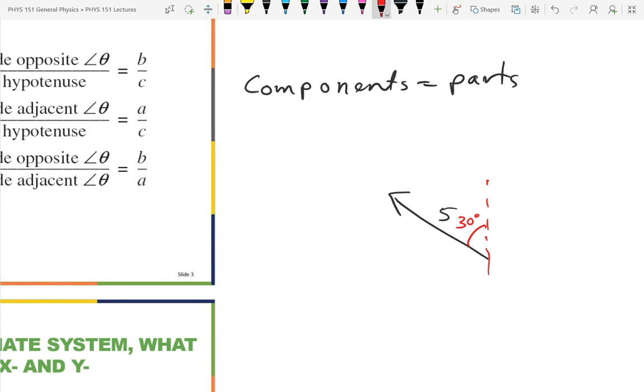So it has a magnitude of 5 for its length. It has an angle of 30 degrees there. I always need to identify what my coordinate directions are. So there's my x and my y. So I want to break this vector with a magnitude of 5 and that angle of 30 degrees. If I specify the vector right now, let's call this vector A. How would I specify this vector? How would I write it down?